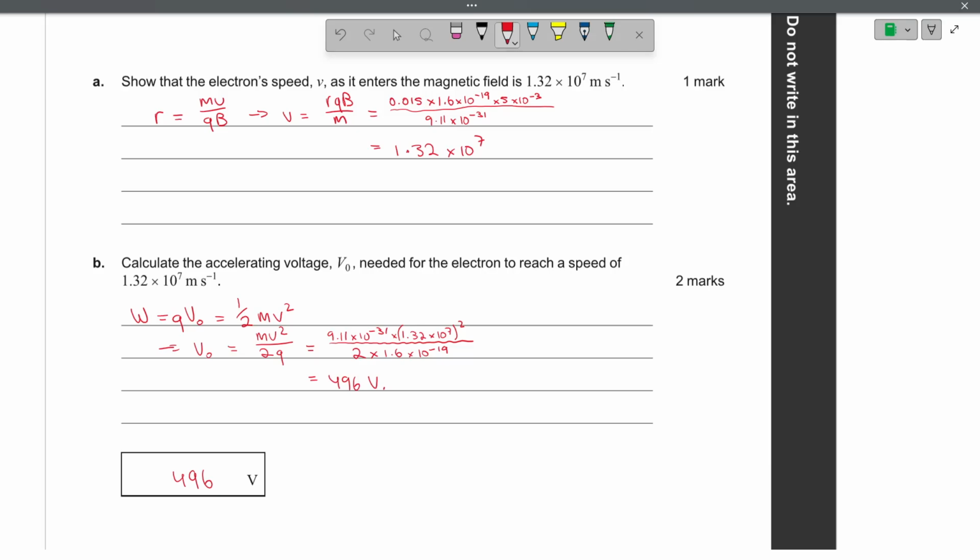The key takeaway from that question: anytime you're accelerating a charge with a voltage, the work done, the energy imparted, or the energy taken away if you're decelerating it, is equal to Q times that voltage. We set up a little equation because we know it has speed at the end, and that is the kinetic energy it has gained.